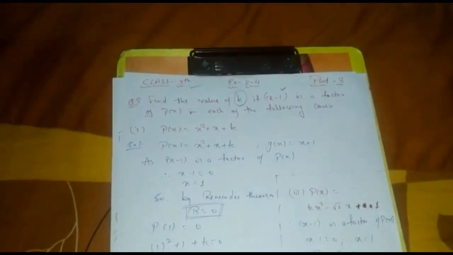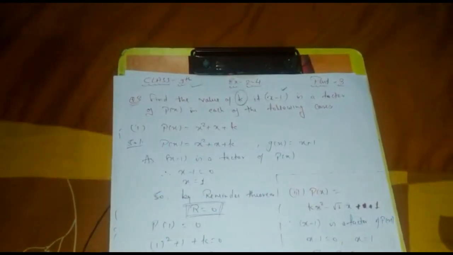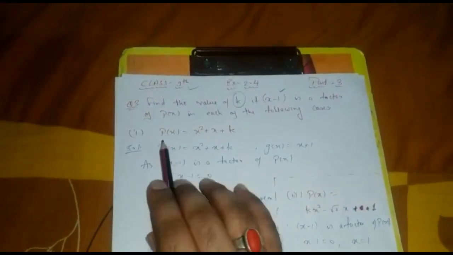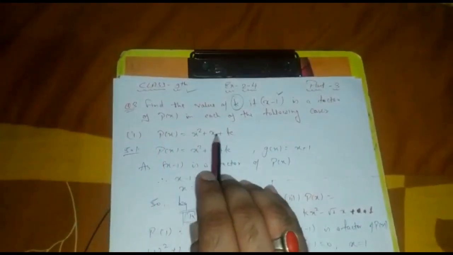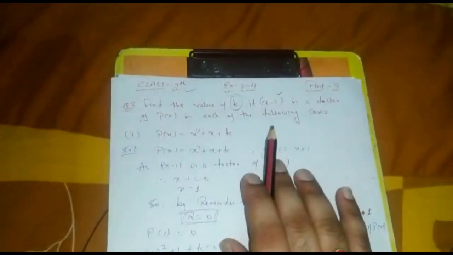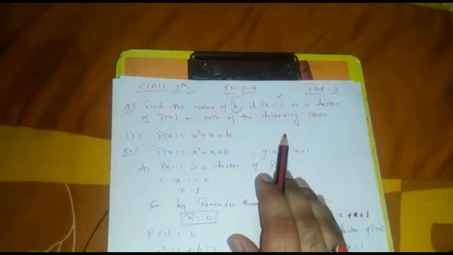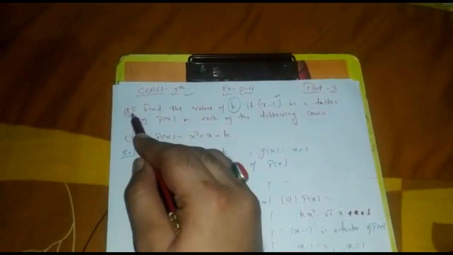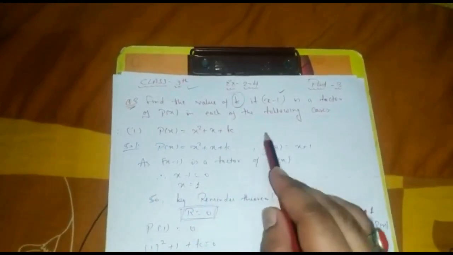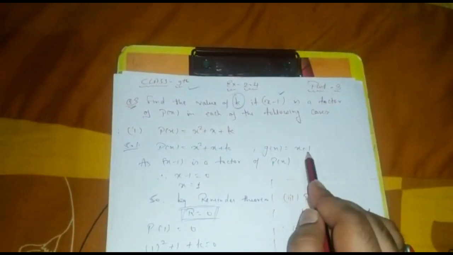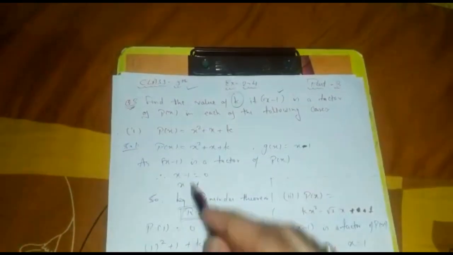So how to solve this type of problem? We will discuss this in the first part of this question. p(x) is equal to x square plus x plus k. Same process we have to follow, which we discussed in our previous question, that is question number 2 of the same exercise. So p(x) is equal to x square plus x plus k and g(x) is equal to x minus 1.